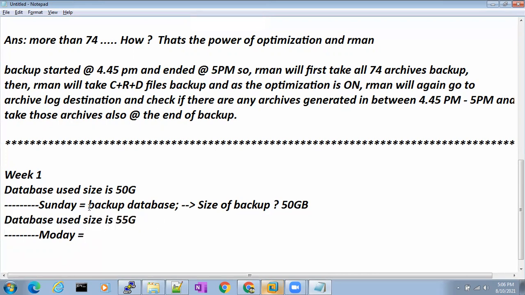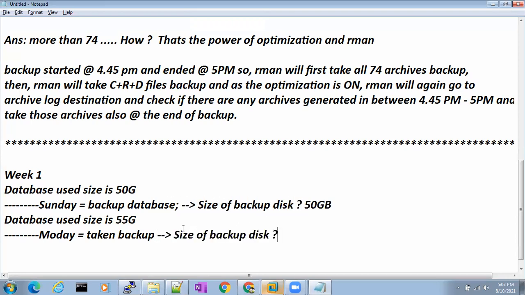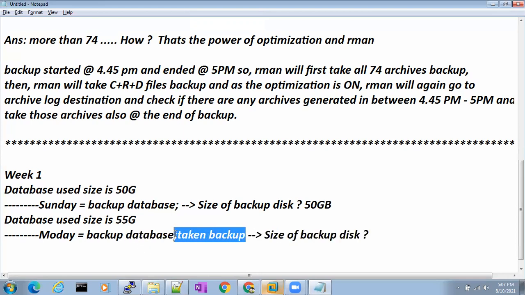Now on Monday I have taken a backup. What will be the size of the backup disk? 5 GB. What is the size of the backup? I have given this command: backup database. Yeah, it will take 55 GB. No, it will take only changed blocks. This is 5 GB. Okay, I have given backup.